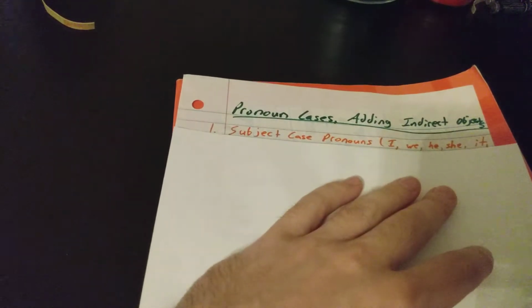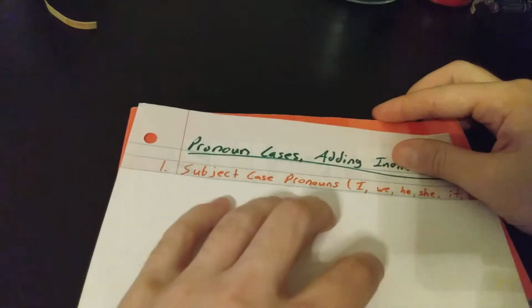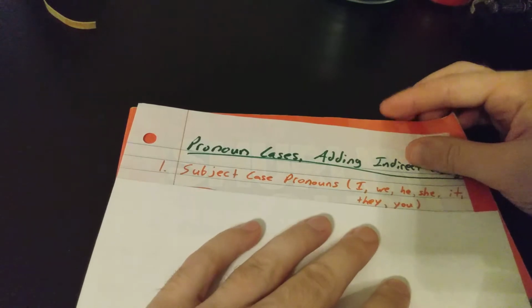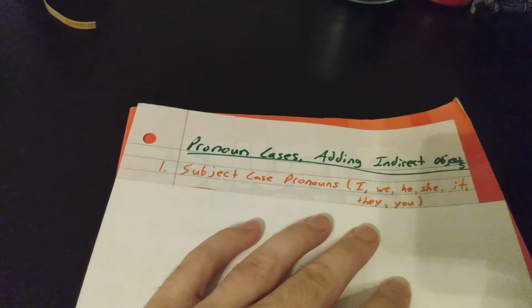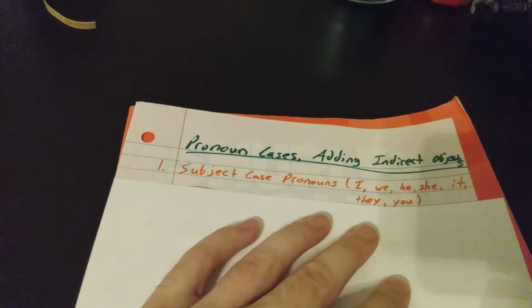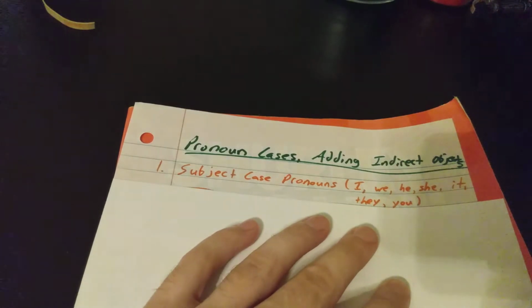Now we've done different cases before: subjective, objective, and possessive. We're going to go through each one of those. This will be kind of a review. All right. So a subject case pronoun, those examples are I, we, he, she, it, they, and you. And remember, the subject of a sentence is who or what the sentence is about. Or you could think of it as who or what is doing the action or the verb.